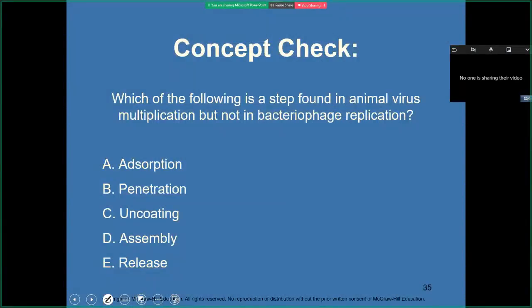So which of the following is a step found in animal virus multiplication but not in bacteriophage replication? It should be letter C, right? So it is in fact letter C. That has to happen in animal viruses. And in the bacteriophages, it's not something we would expect because the capsid doesn't even come in with the phage.